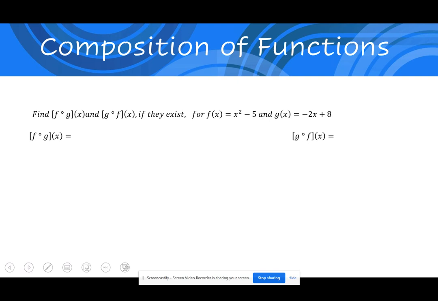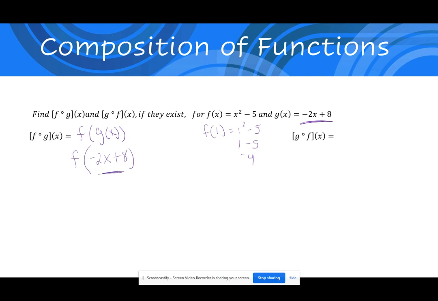Now we're going to look for when f and g are functions. So we can do the same thing. F of g of x, we're taking g of x, so we're finding f of g of x, where g of x is negative 2x plus 8. We're told that right here. That means normally when you have f of 1, we plug it in, we would do 1 squared minus 5, is 1 minus 5, which gives us negative 4. But now we're finding f of negative 2x plus 8.